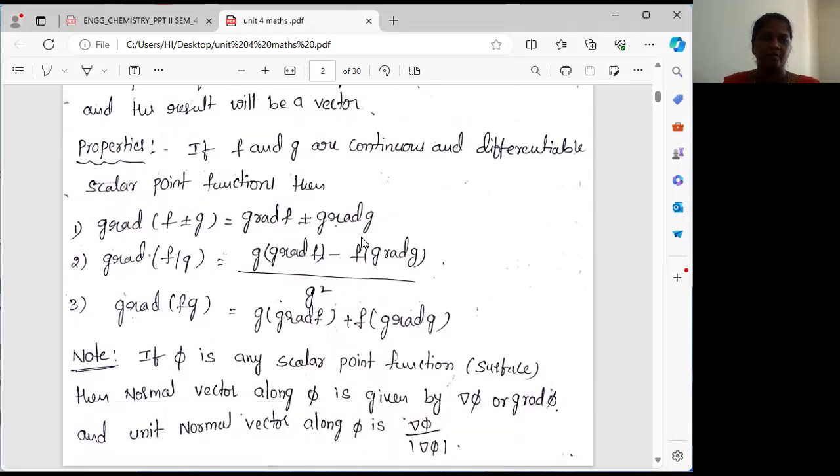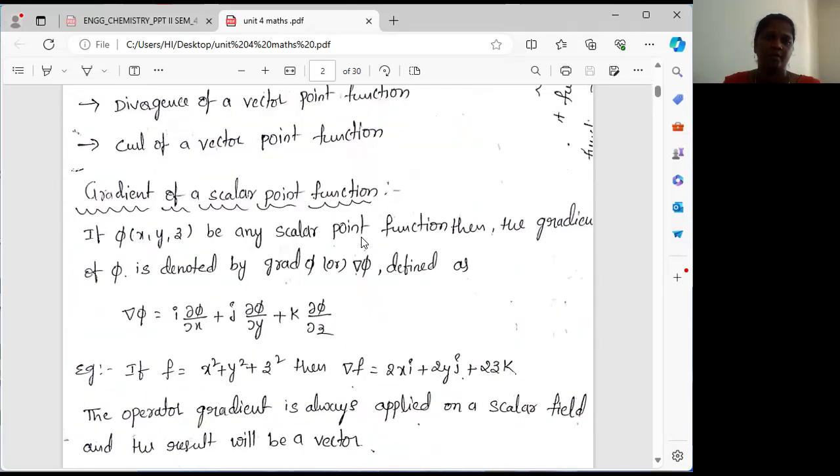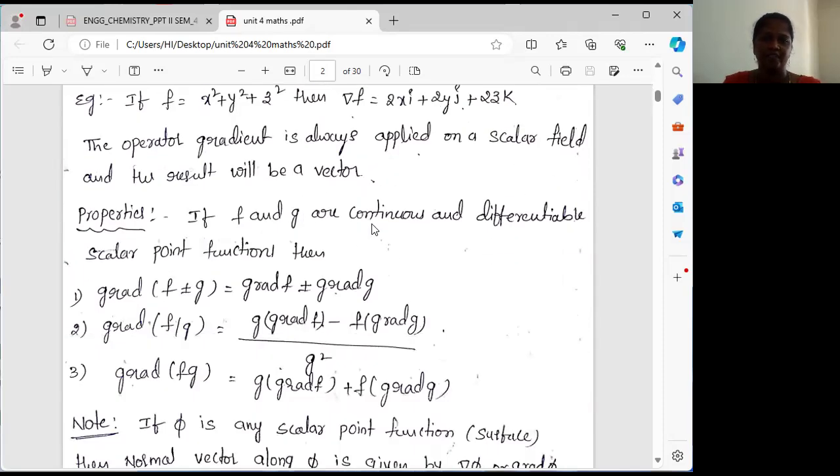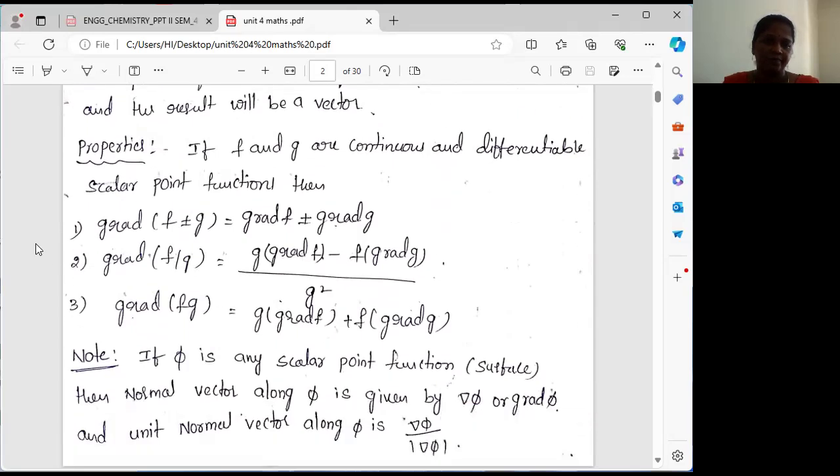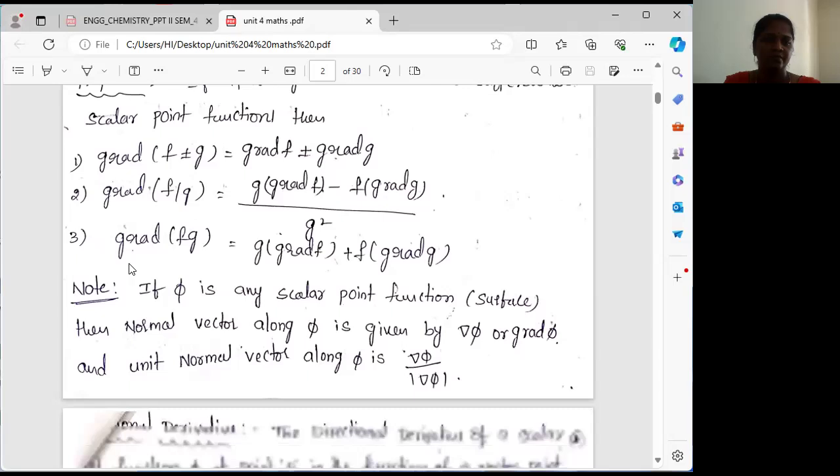Now the properties of gradient. If f and g are two continuous and differentiable scalar point functions, then grad of f plus or minus g equals grad f plus or minus grad g. Grad of f by g equals g into grad f minus f into grad g, all over g square. Third, grad of f g equals f into grad g plus g into grad f.